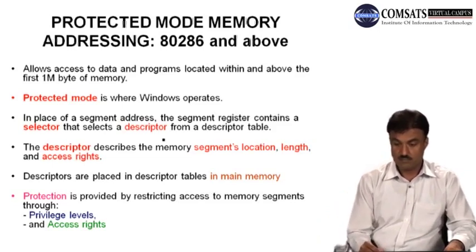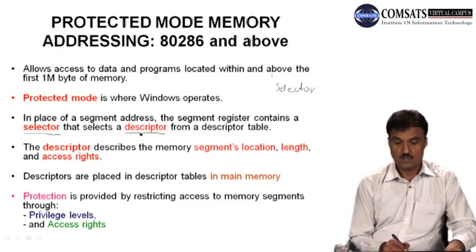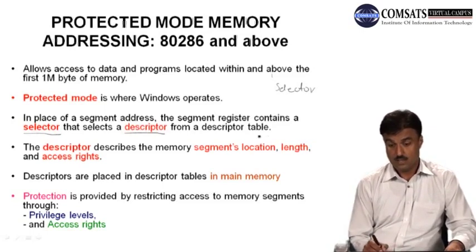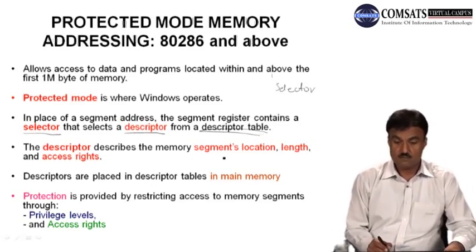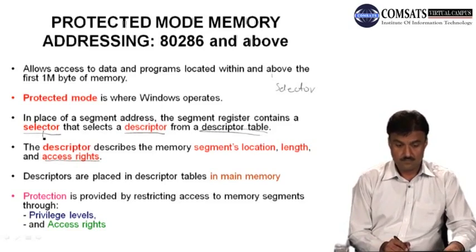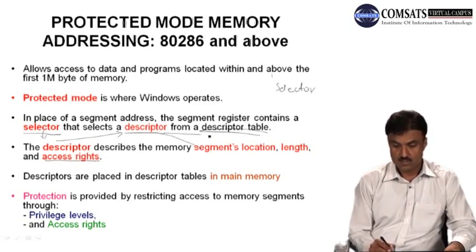So there are two concepts, three things that we have to note here. One is the segment address. Whatever the segment address is, it has two parts. One is called the selector, then we have a descriptor. So the selector selects a descriptor, and the descriptor is being selected from the descriptor table. The descriptor describes the memory segment's location, length, and write access.